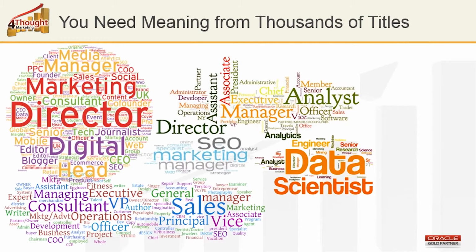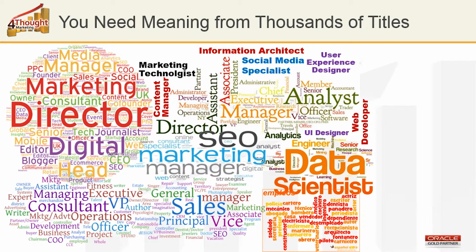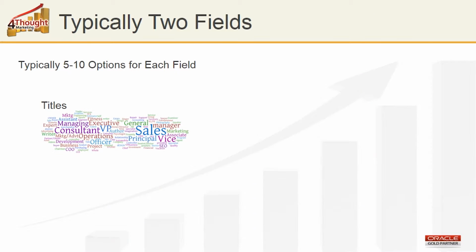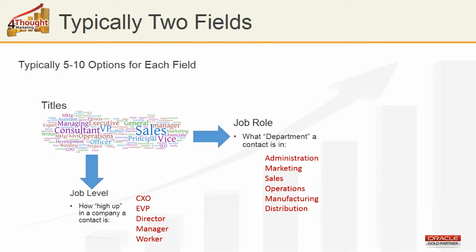As you can see, we have thousands and thousands of possibilities for job titles, and finding and categorizing them could be a very time-consuming task. What you need to remember is that you need to focus on creating 5 or 10 different criteria, and those criteria will be saved in 2 different fields. They are, for example, as we see here, job level, which refers to how high a person is within a company. Here you can find CXOs, directors, managers, workers, or specialists.